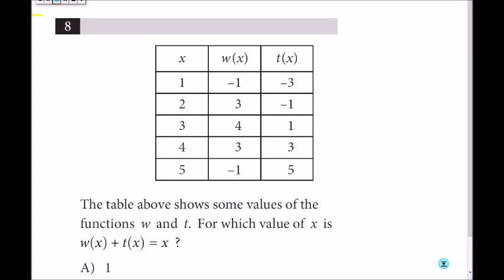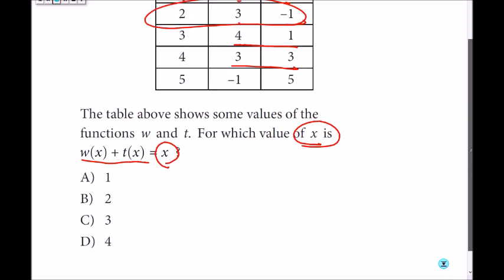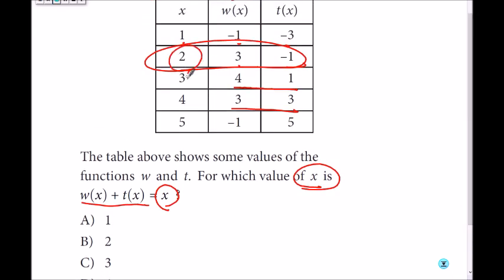Number 8, the table above shows some values of the functions w and t, for which the value x is what you get when you add this column and that column. So when you add these two, it's negative 4. When you add these two, you get 2. So that's right, right? Here it should be 5. Here should be 6. So what is x? What's the question? What is x? It is, x was what? 2. So it is B.